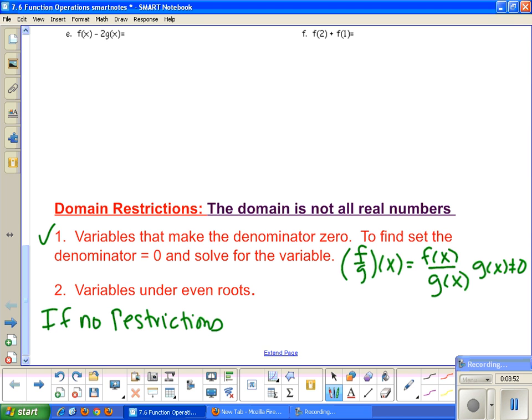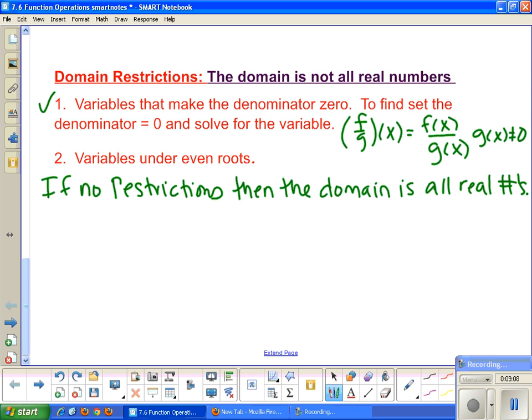So if you don't have any of those restrictions above, then the domain is all real numbers. The symbol that we use for all real numbers is you draw 2 lines and then make an R. So this is just the symbol, and again, it means all real numbers. That's the symbol you're going to see me writing down.